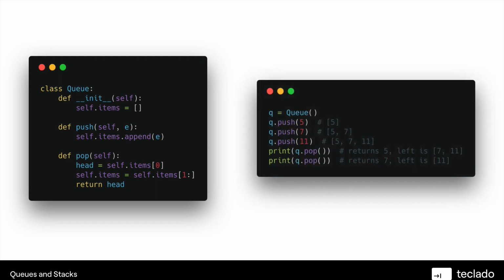And this is sort of how you'd use it. You create a new queue object, and you can push values to it. Let's push 5, 7, and 11. And then you can print the result of popping, and that is going to print out 5 at first, and then it's going to leave 7 and 11 remaining in the queue. You can pop again, and that's going to remove the next item from the list and print it out, and leave your list with only 11.